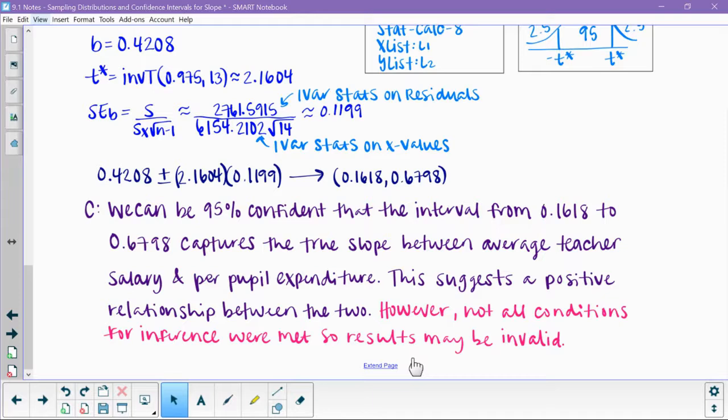So this confidence interval is capturing what the true population slope would be for my entire population, not just my sample. My sample is the 0.4208 I used in my calculation. I did make a note, however, that not all conditions for inference were met, so results may be invalid because we did not pass the independence and randomness condition.